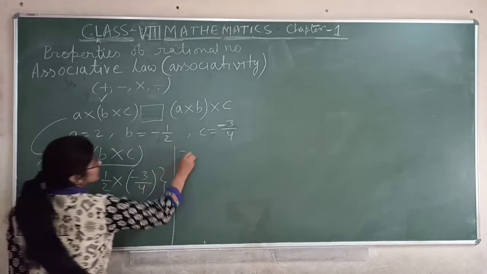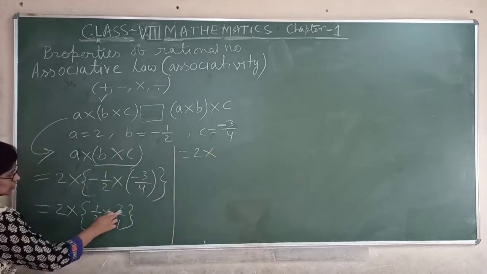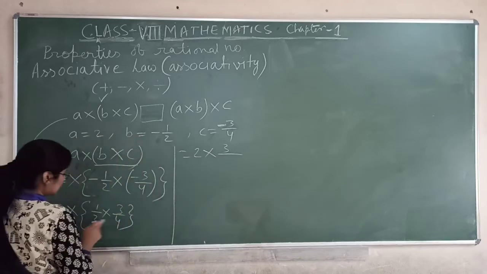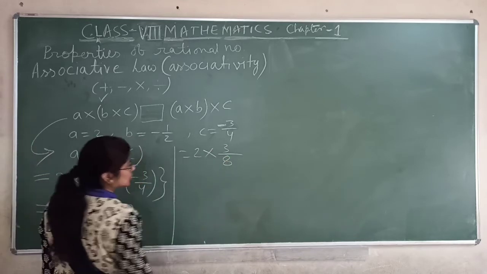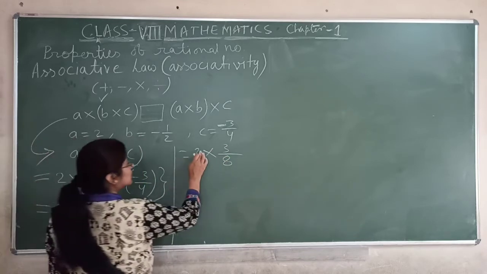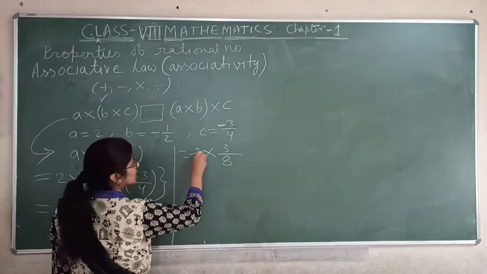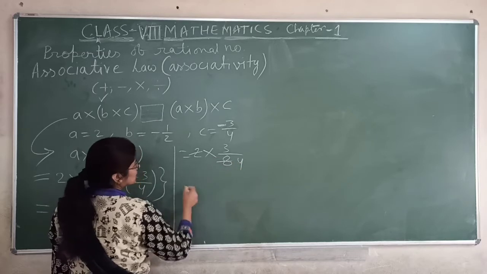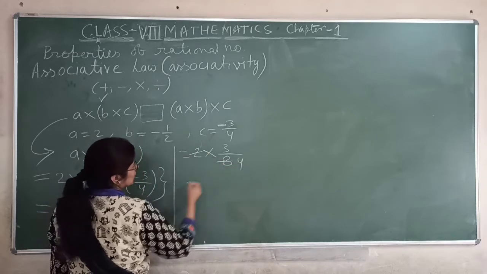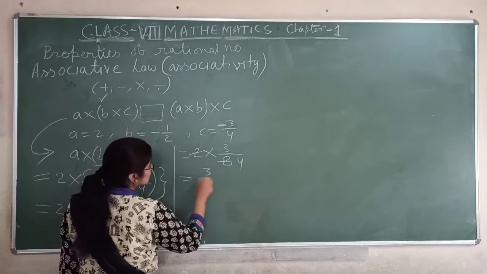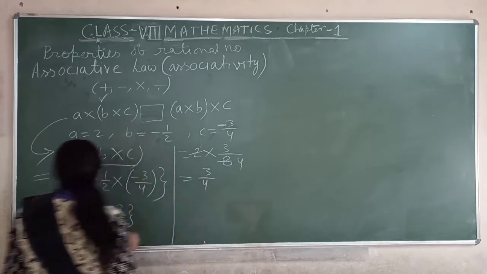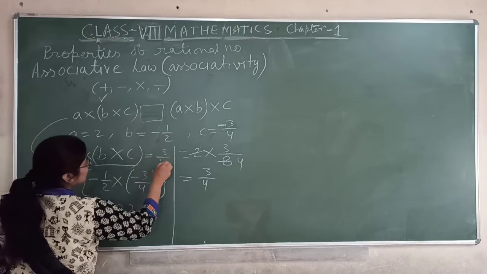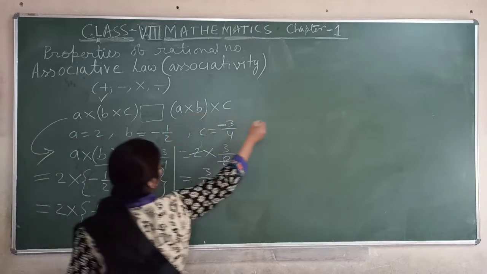Now this 2 outside multiplies with 3 upon 4 times 2, which is 8. This one in numerator, this one in denominator, so you can cancel out. 4 times 2 is 8, 2 ones are 2, 4 ones are 4. So 3 into 1, 3 upon 4. That's for A into within bracket B into C: 3 by 4. Let's check for this one.